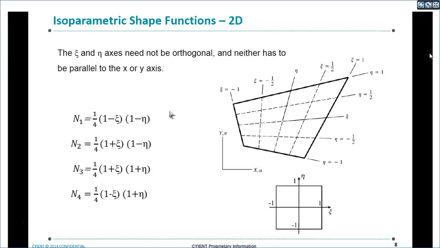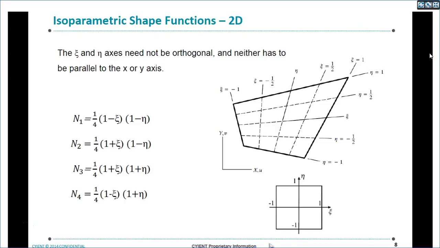Similarly, shape functions for 2D are given like this. 2D is nothing but an area element. So there will be 4 nodes, N1, N2, N3, and N4. When you map onto the natural coordinate system, it looks like a surface, whereas it is not the actual shape.